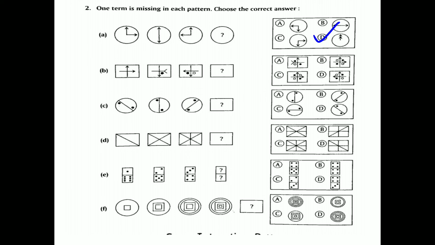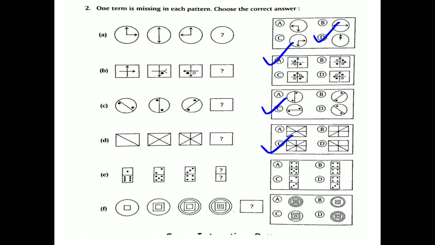In B part, the arrow is this side, then down, then this side, then it will be up. So this will be the answer. C part, dots are this side, then up, then this side, then it will be straight. Then one line, two lines, then 3 lines. Now how many lines come? 4. So which figure is having it? C part only. Clear?